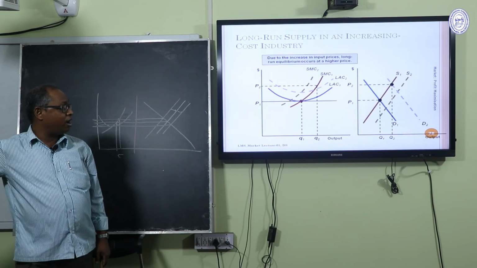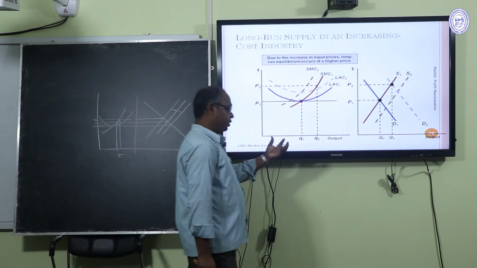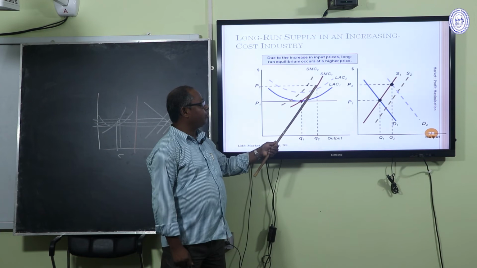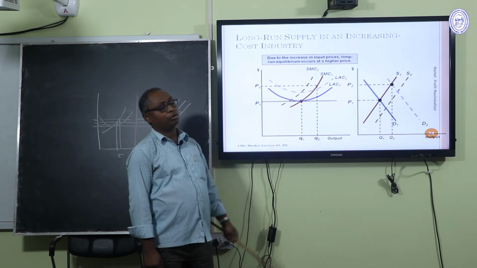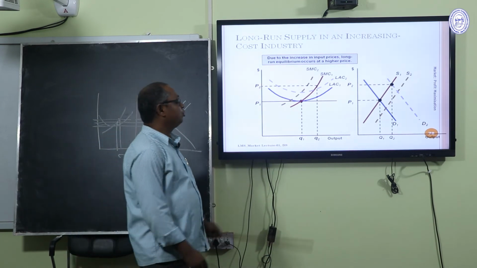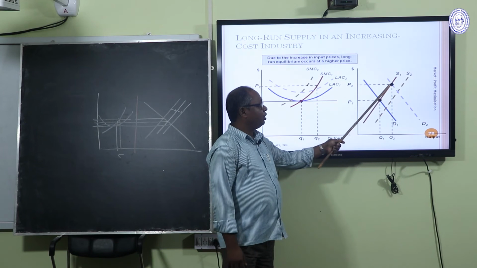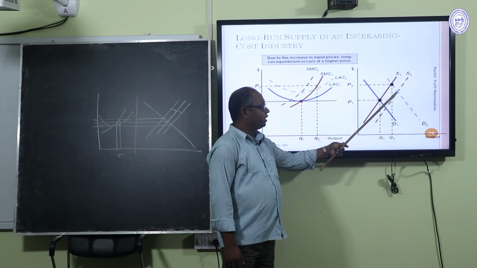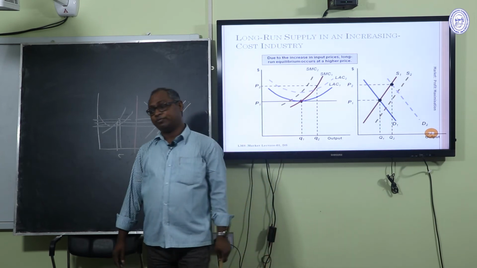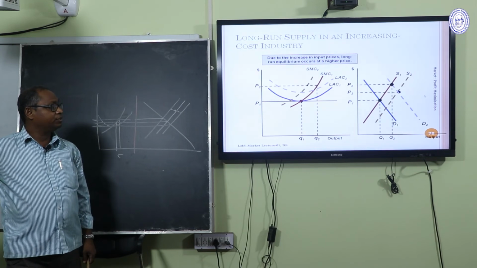The number of new farms that enter the industry will be very few, because the amount of profit again is not enough to attract more and more farms from outside. So very few farms will enter the industry, and this will continue up to S2. Supply will be S2 with the new entry of farms, and the new price is P3.